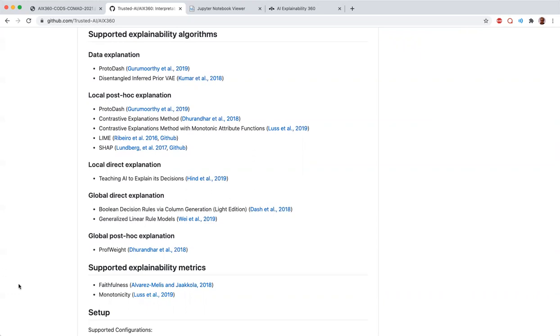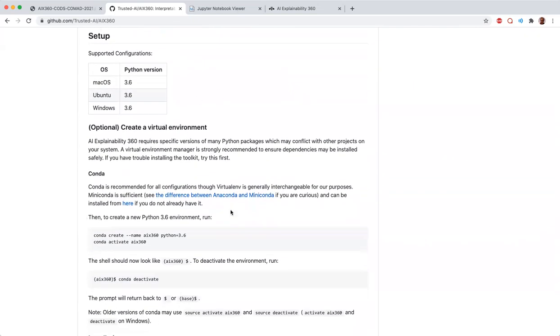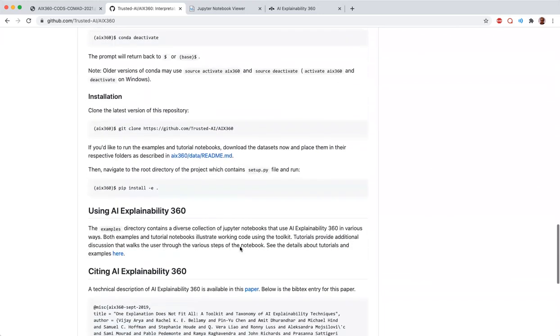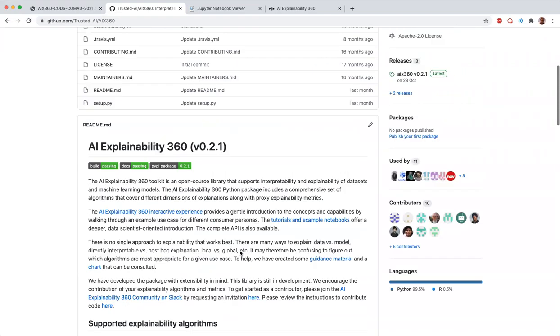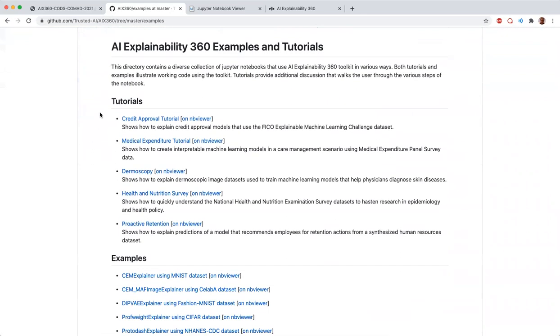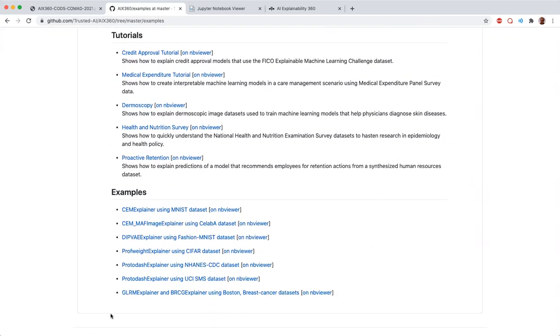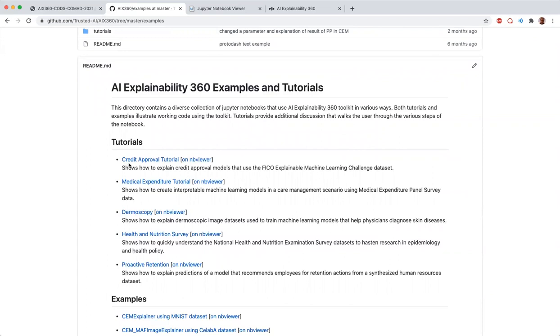If you'd like to download the toolkit and install it, the setup instructions are available here. It's actually quite simple. And if you want to read a technical paper about our toolkit, you can browse through this archive paper. We also have a large collection of Python tutorial notebooks, which provide you both with industry use cases as well as simple examples of how each explainer could be invoked using a model and a data set.